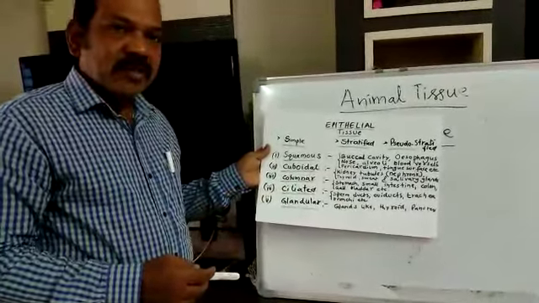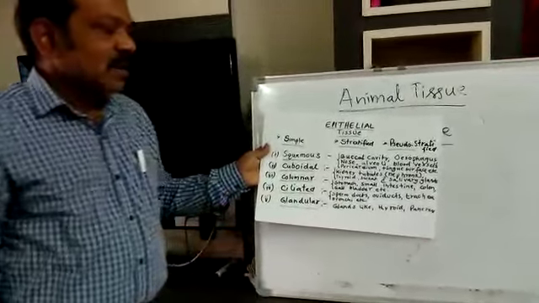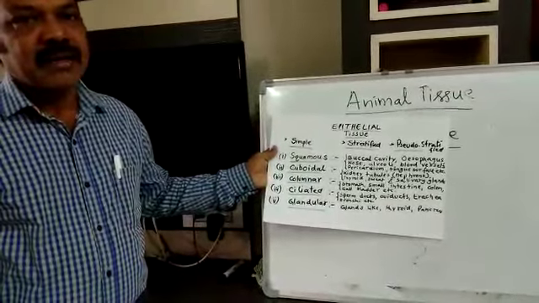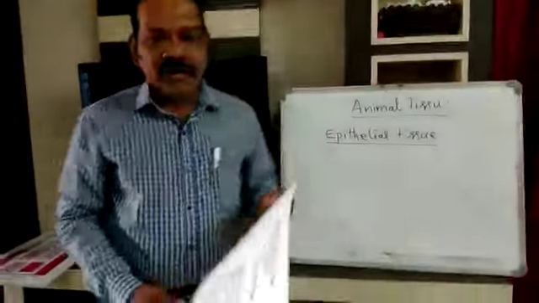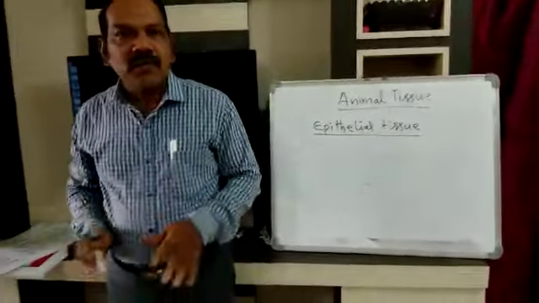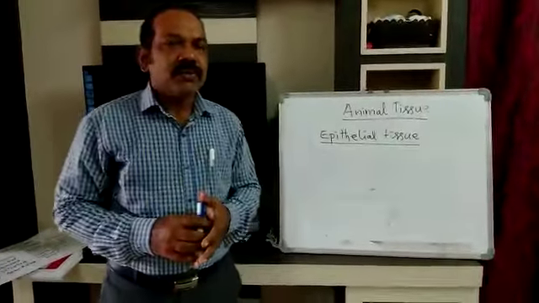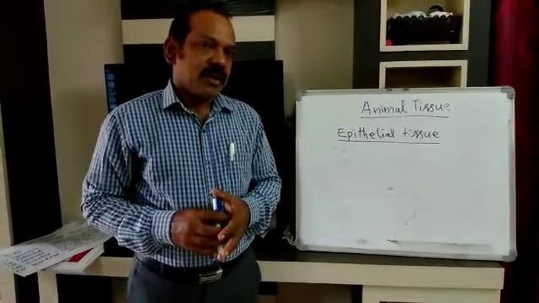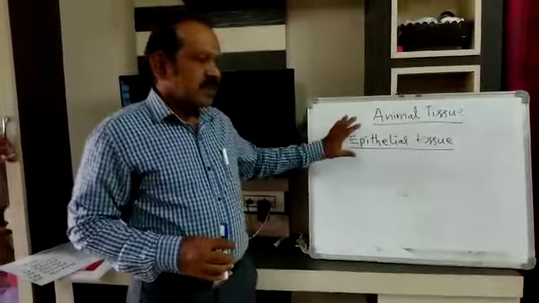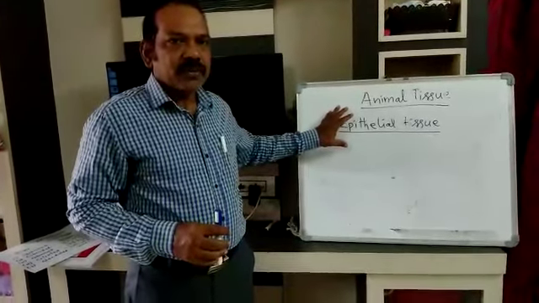And glandular epithelium is present in glands like the thyroid gland and pancreas. So this is about epithelial tissue. Today we studied the first type of animal tissue, that is epithelial tissue. Actually we have 4 types of animal tissues, but today we studied specifically epithelial tissue.